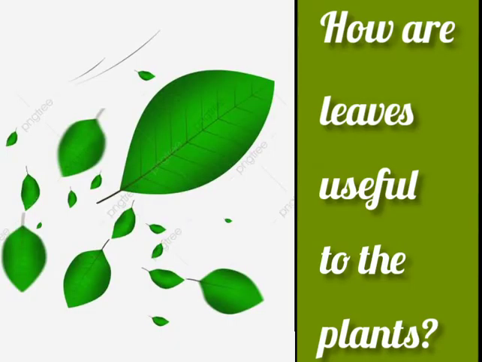How are leaves useful to the plants? Plants are living things. So do they need food? Yes, plants can prepare their own food. Animals depend on plants either directly or indirectly for their food. We cannot prepare our own food. We all depend on plants either directly or indirectly for our food. But plants can prepare their own food. So plants are the primary producers of food for all living things on earth.